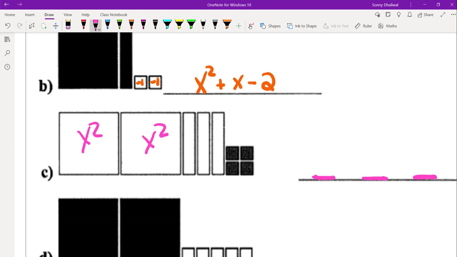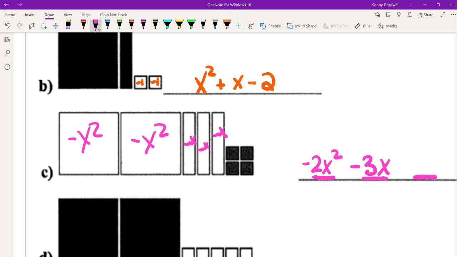Are they positive or negative? Negative. White means negative. Right? And we have 2 of them. So that's negative 2 x squared. Okay. Rectangles. What does that represent? Negative x. Thank you. Negative x, negative x, negative x. We have 3 of them. So we have minus 3x or negative 3x.